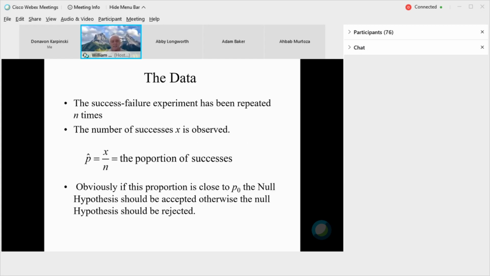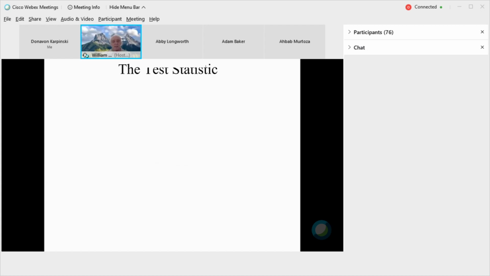For the test statistic, you repeat the success-failure experiment n times. You record the number of successes. You change that to the proportion of successes. That should be close to P. In particular, if P naught is the correct value for P, it should be close to P naught. So if this proportion is close to P naught, the null hypothesis should be accepted. Otherwise, it should be rejected.